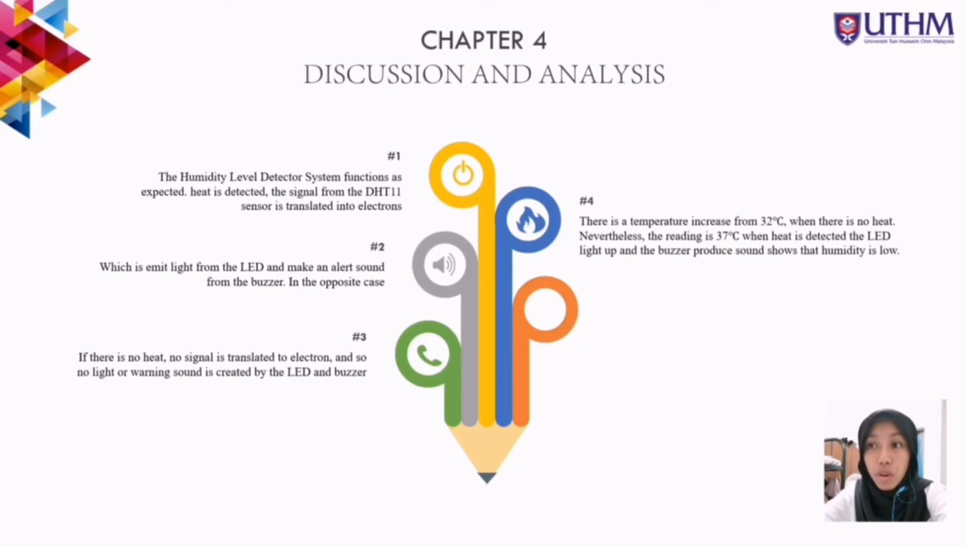For point number 4, when our experiment undergoes heat, the heat is detected, the temperature increased from 32 degrees Celsius to 37 degrees Celsius, which will light up the LED, and the buzzer will produce sounds. It shows that the humidity is low. So from our observation, when the temperature is high, the reading of humidity percentage decreased from 74% to 72%.